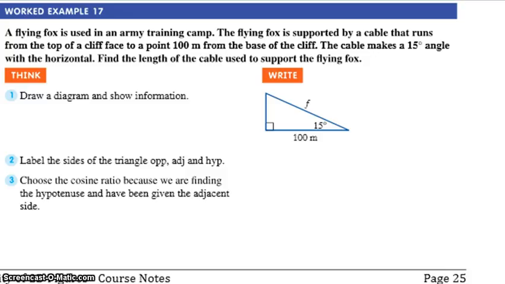A flying fox is used in an army training camp. It's really important that you understand that these are the sort of questions you'll get asked. They won't just say, here's a triangle. They will say something along the lines of: a flying fox is used in an army training camp. The flying fox is supported by a cable that runs from the top of a cliff face to a point 100 metres from the base of the cliff. The cable makes a 15-degree angle with the horizontal. Find the length of the cable used to support the flying fox.